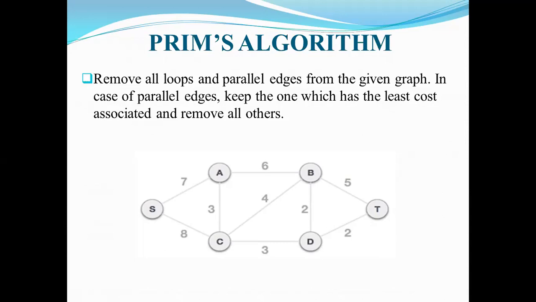Few edges means the number of edges which are exactly equal to the number of vertices minus 1. So 5 edges we should consider for constructing the spanning tree, but we must include all the vertices, all 6 vertices.